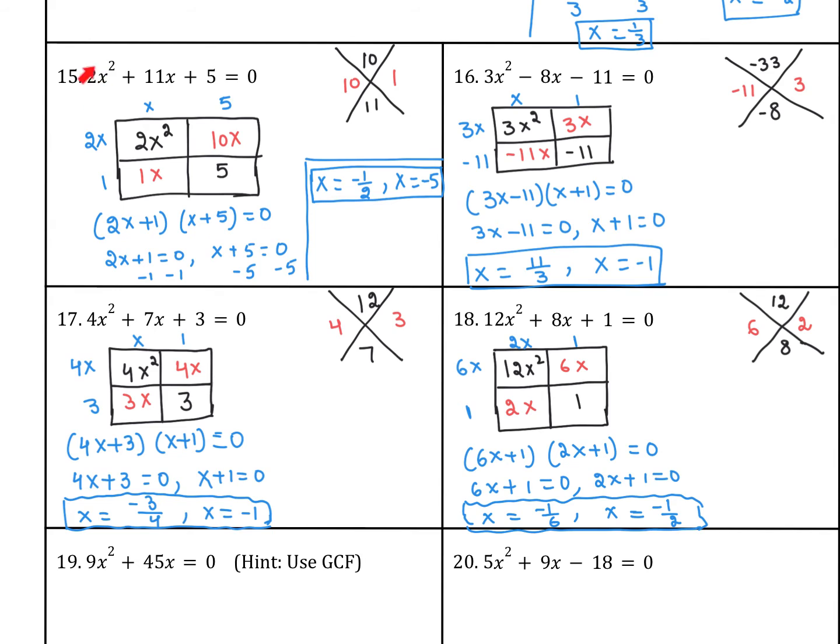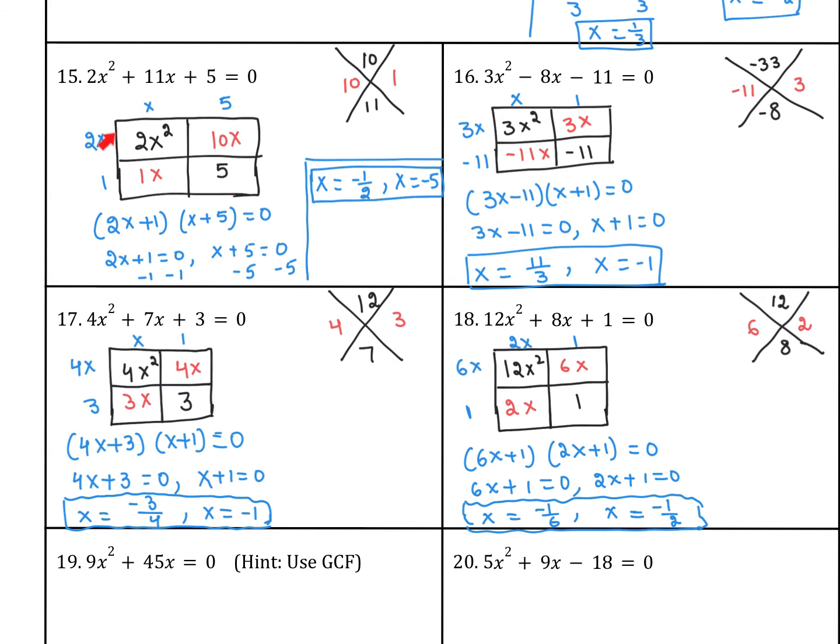Inside the box, you're going to take this first number here, and the last number on the other diagonal. This diagonal will be filled with the numbers that you found. It is 10x and 1x. The GCF of the first row is 2x.